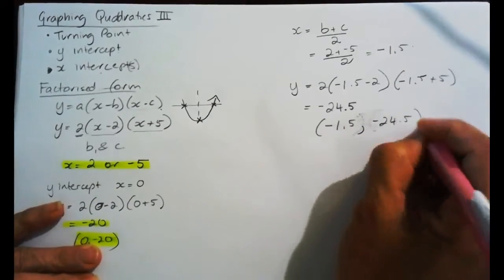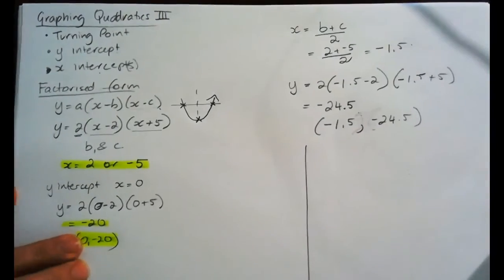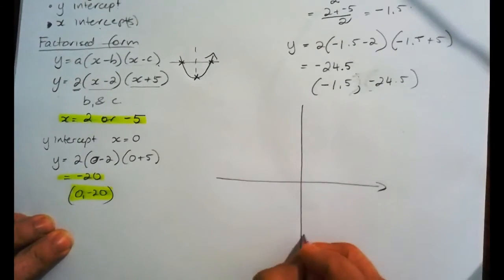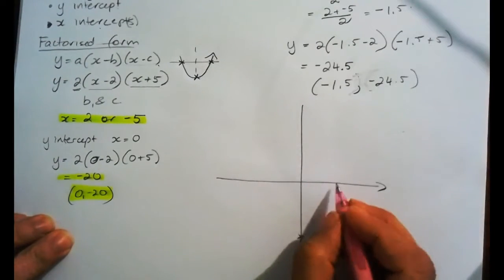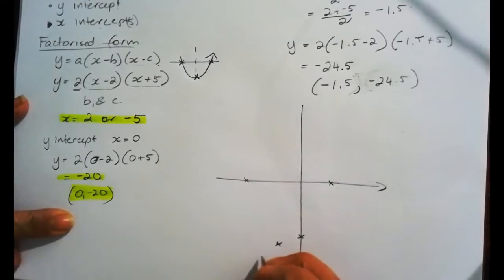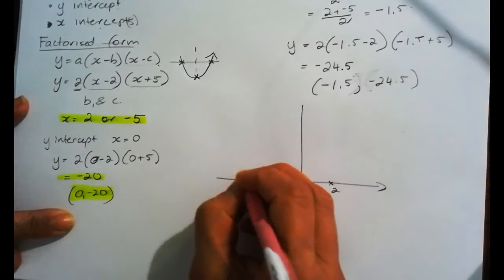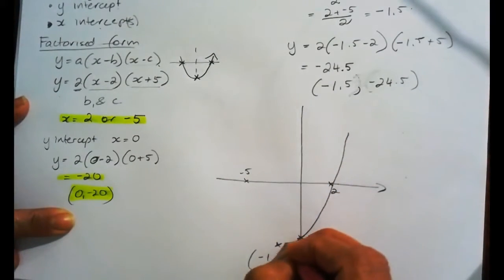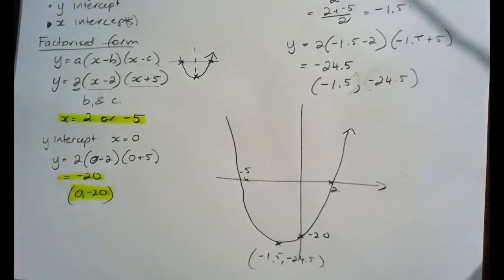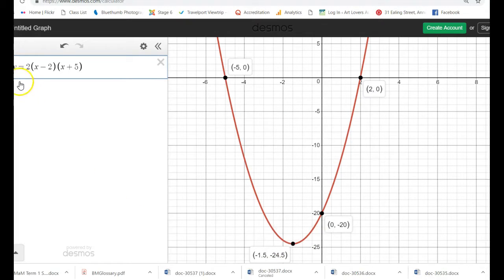So I'm just going to do a super quick sketch here of that one. I'm going to mark in my (0, negative 20), my x is 2, x is negative 5, and (negative 1.5, negative 24.5). And there we have our quadratic. So let's just look at a neater version of that. So there's our function, our two x-intercepts, our y-intercept, and our turning point.